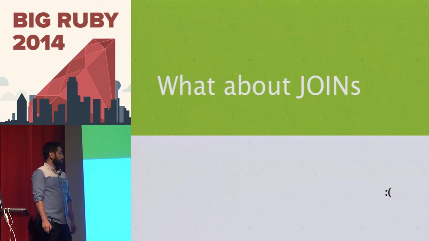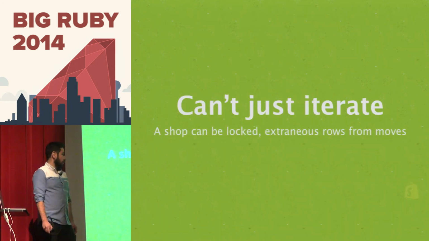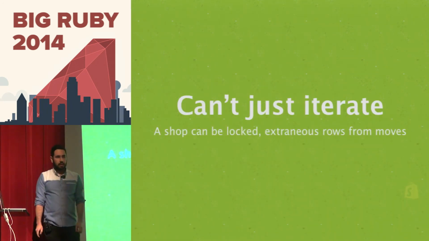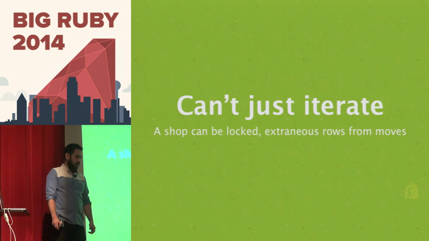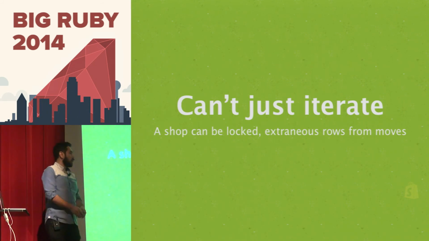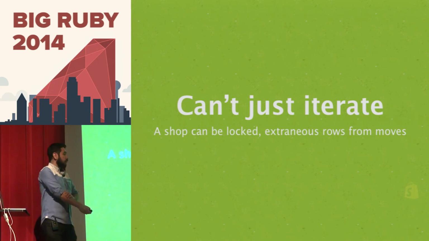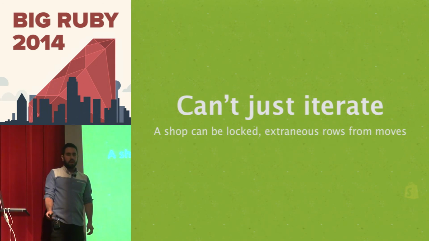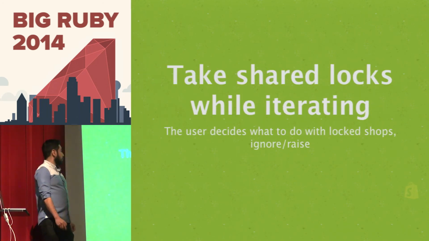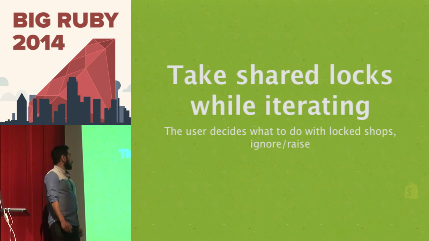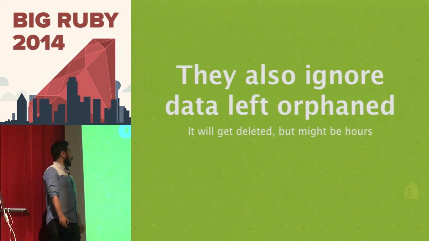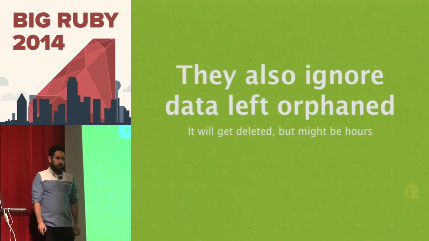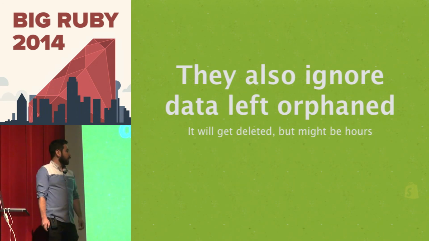So what about joins? Instead of joining, you can't just iterate and send in a SQL query, because you might bump into a shop that's been locked, or you can have rows that hadn't been deleted from a move. So what we do is we provide an API that will take the logs as it iterates, and will let the user either ignore or raise. They also have the nice property that they will ignore anything that shouldn't be on that shard.